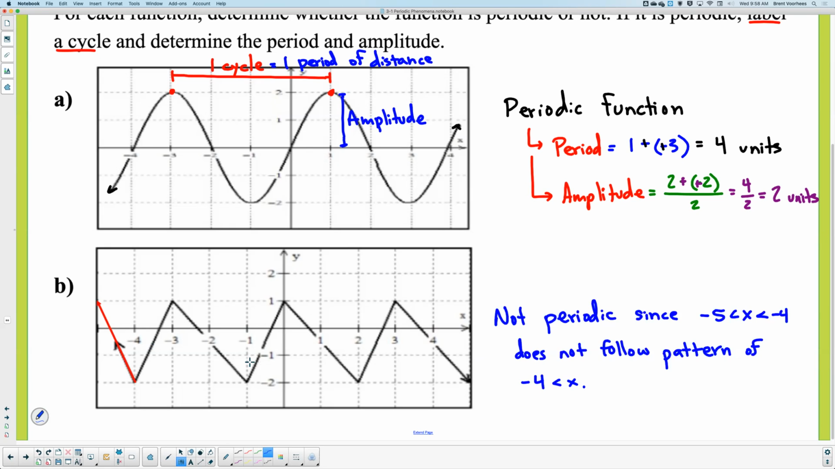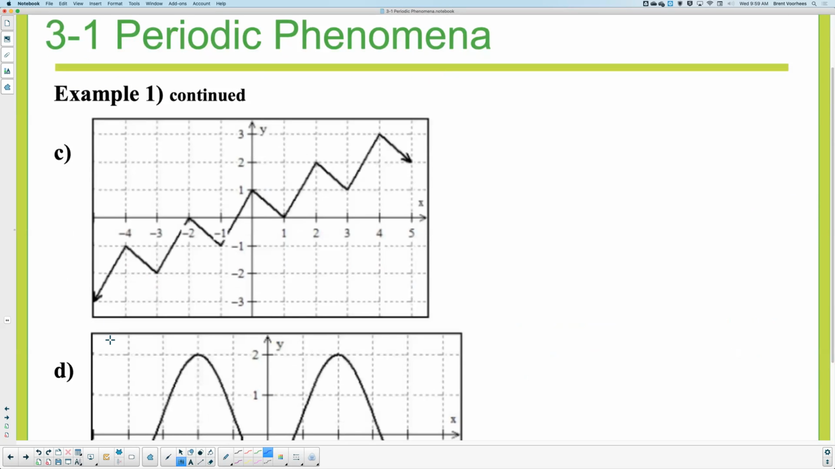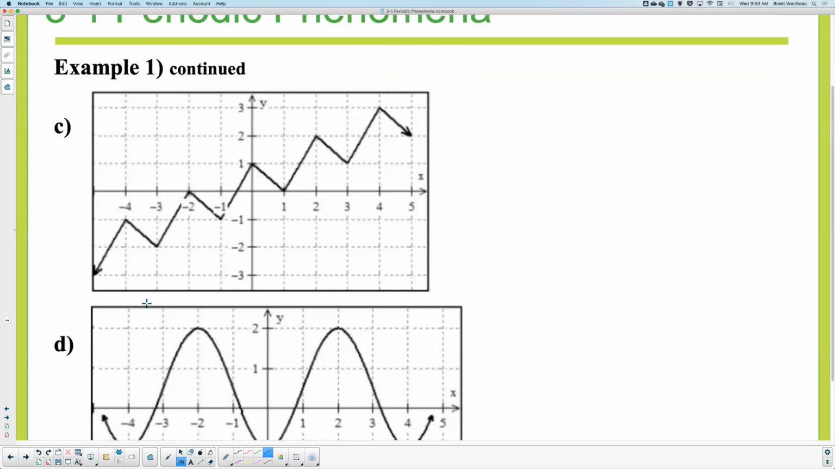Okay, what about, I got 2 more of these, same instructions. What do you think about on C? Not periodic. Why not? It's increasing. The Y's are not repeating. Very good. This is not periodic.